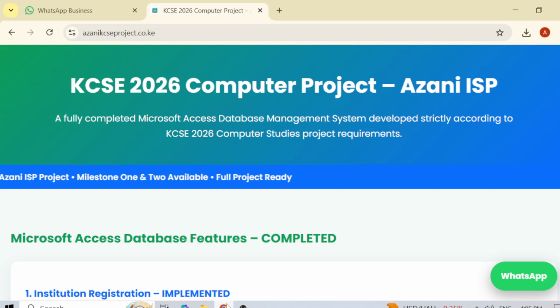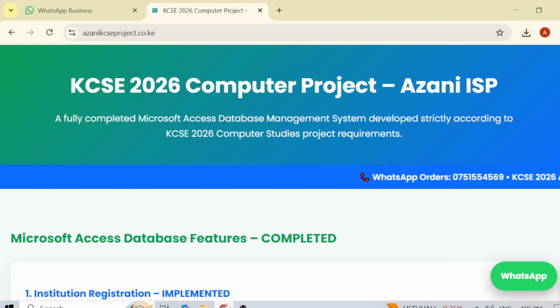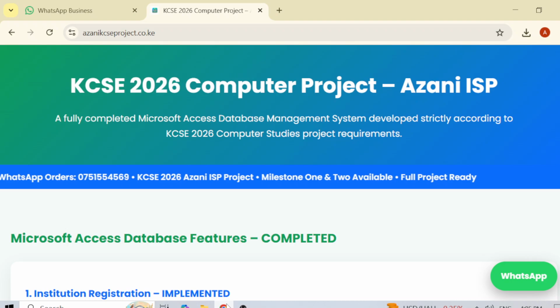So AZANI ISP is a data management system designed by AZANI, which in this case is a company, to manage the internet service and infrastructure for a specific learning institution, e.g. primary schools, secondary and tertiary institutions such as colleges and maybe universities.